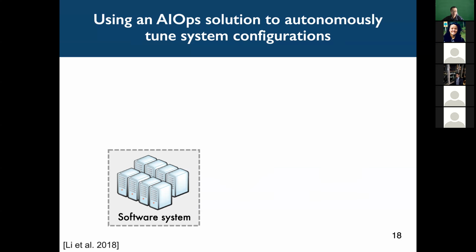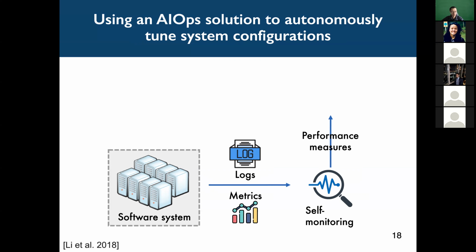So here is a simple idea of how it works. Given the original software system, it produces monitoring data, including logs and metrics, right? So the first part is to collect and analyze the monitoring data. We call this part self-monitoring. Using the collection and analysis of the monitoring data, we know what is the performance of the system at each time, right? So this is self-monitoring.